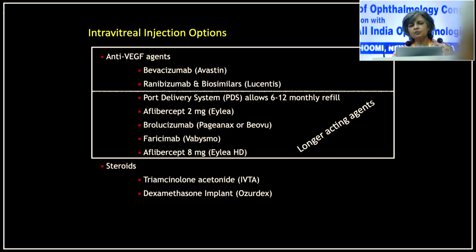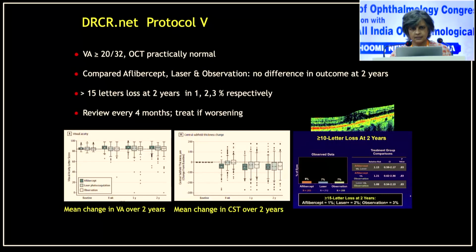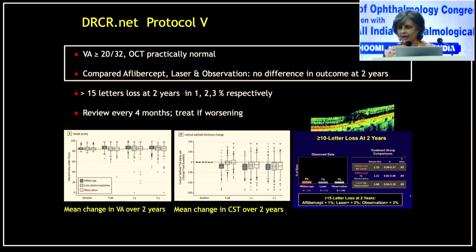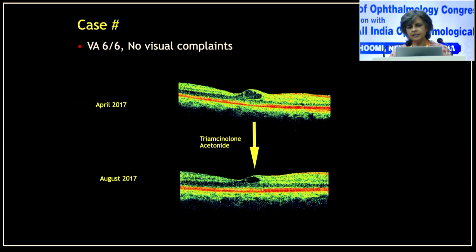So intravitreal injection, these are the options which we have already discussed. In addition, there is steroids, triamcinolone acetonide or dexamethasone implant. The protocol of treatment, now we do not treat patients who have reasonably good vision and very mild edema. Some fluid can be ignored if vision is good, because there is no benefit to treatment as has been found in the recent studies. So just observe these patients. Earlier we used to treat these patients, but now we do not treat them.